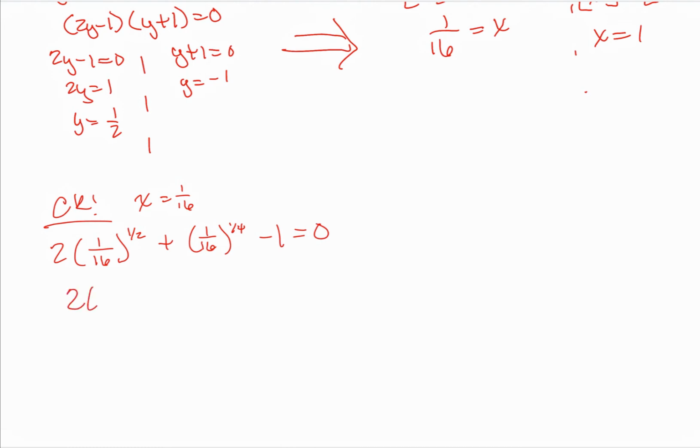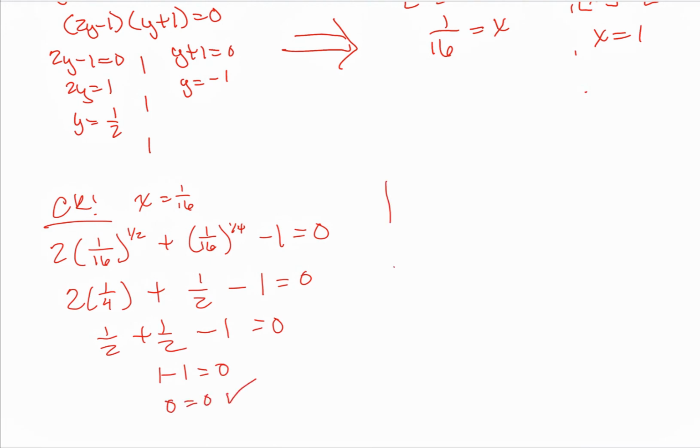So I get 2 times 1/4 plus 1/2 minus 1. So that's 1/2 plus 1/2 minus 1 equal to 0. So that's 1 minus 1 equals 0. So 0 equals 0. So yes, that checks.